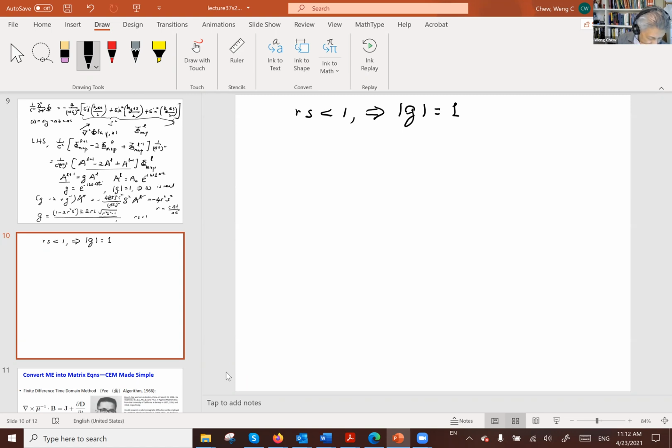amplitude of G equals 1 if Rs is less than 1. Okay, and so if Rs is less than 1, the amplitude of G would be equal to 1. It means stable time stepping. Okay, stable time stepping, and then you can go back and look at what G is.